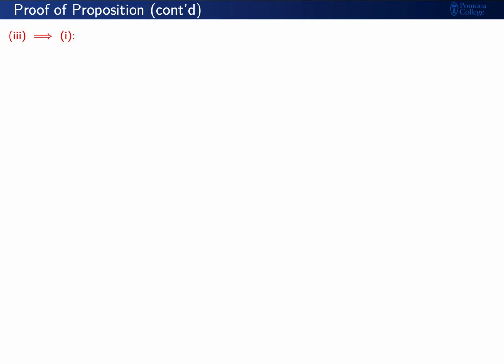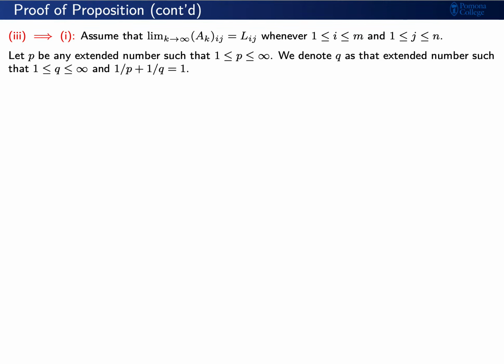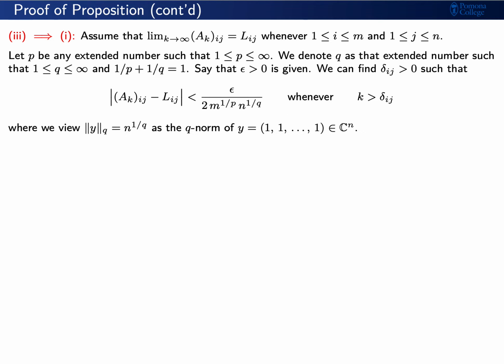Now, let's prove finally that the third statement implies the first. So we'll assume that we have mn limits. That is, for the ij entries, the limit as k increases without bound of a_k,ij should be equal to l_ij. Let's say that p is any extended number, and let's let q be the complementary modulus. That is, 1 over p plus 1 over q is equal to 1. Now let's say that a positive epsilon is given.